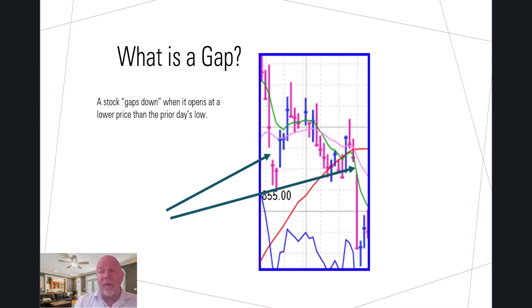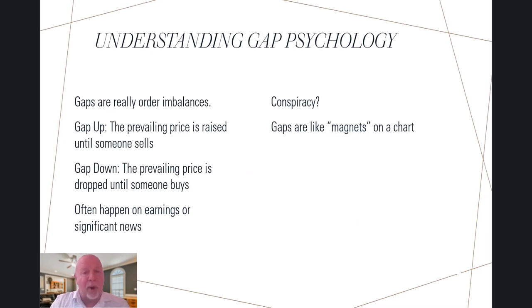A gap down is when it opens at a lower price than the prior day's low. And so that creates a gap down. You can see that in the pictures there. So it creates a gap on the chart from candle to candle or bar to bar.